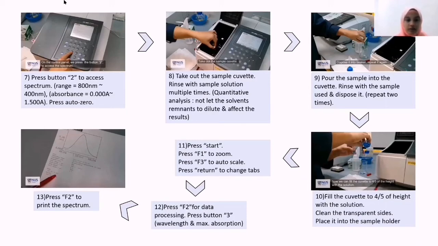Next is to press F2 for data processing and press button 3 to see the wavelength and max absorption of the spectrum. Lastly, we must press F2 to print the spectrum onto paper.